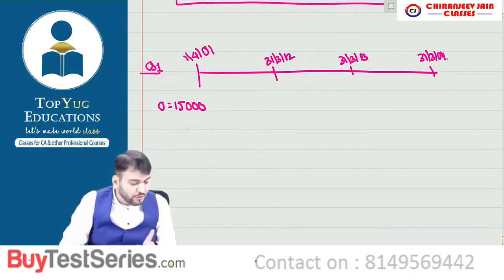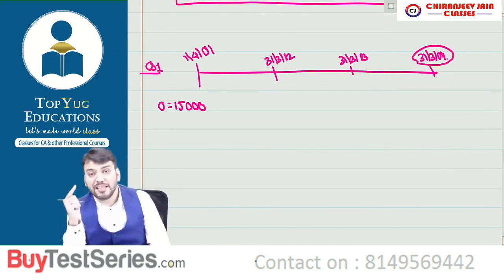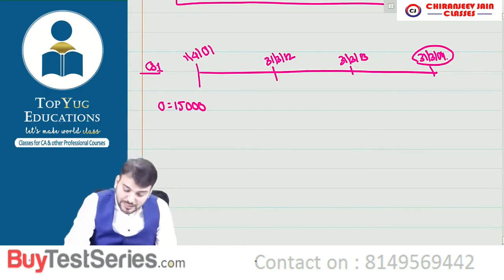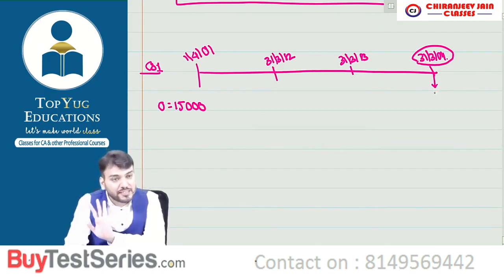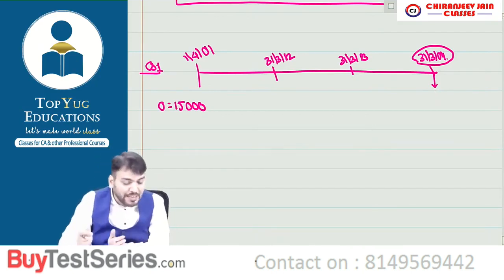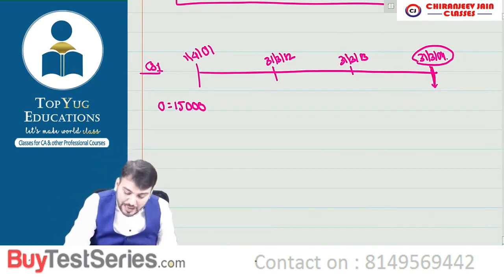So on 1/4/2001, how many options granted? That is 15,000 options granted and exercisable on 31st March 2004. Whenever they have not given exercise period, it will be considered as there is no exercise period. So whenever they have not given any information about exercise period, we'll assume that this day will become exercise day. This day will become exercise day.